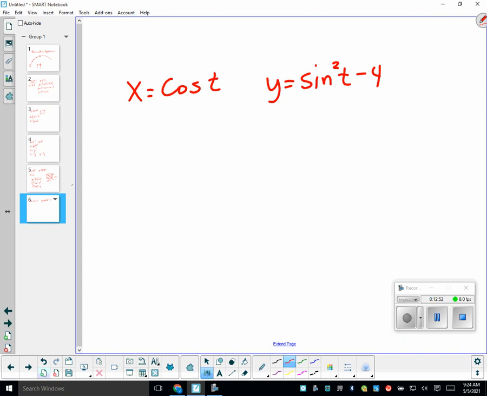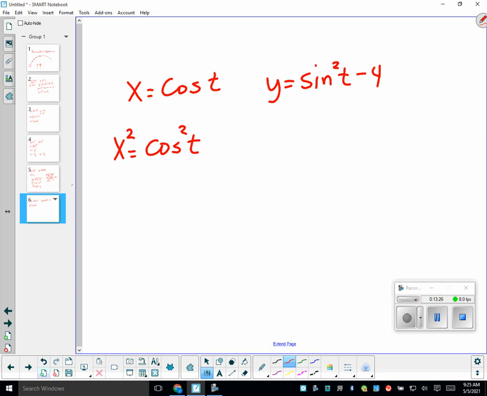So, we know there's an identity that is sine squared plus cosine squared equals 1, don't we? Yes. So, I have a sine squared. How could I get a cosine squared? Square both sides? Would you agree? Yeah. You okay with that?